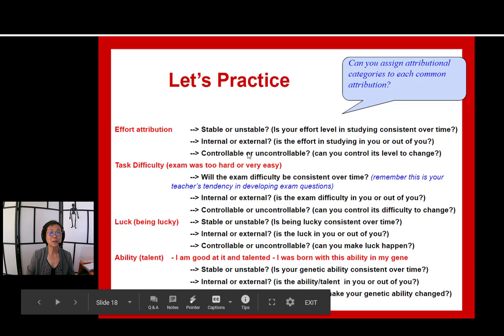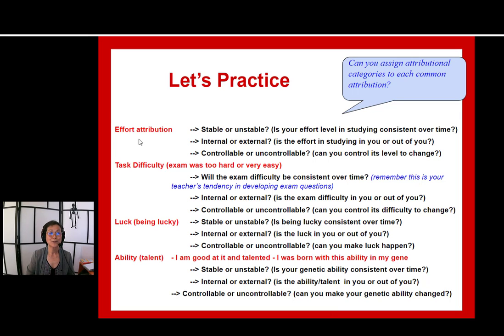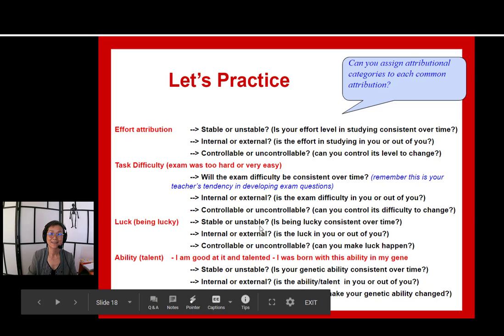And I want you to put those, like whether effort is stable, unstable. Internal, external. Controllable or uncontrollable. I want you to be able to answer this, okay? Digest this information. Task difficulty. Internal, external. Controllable, uncontrollable. Stable, unstable. Okay? Then lucky. I was lucky.